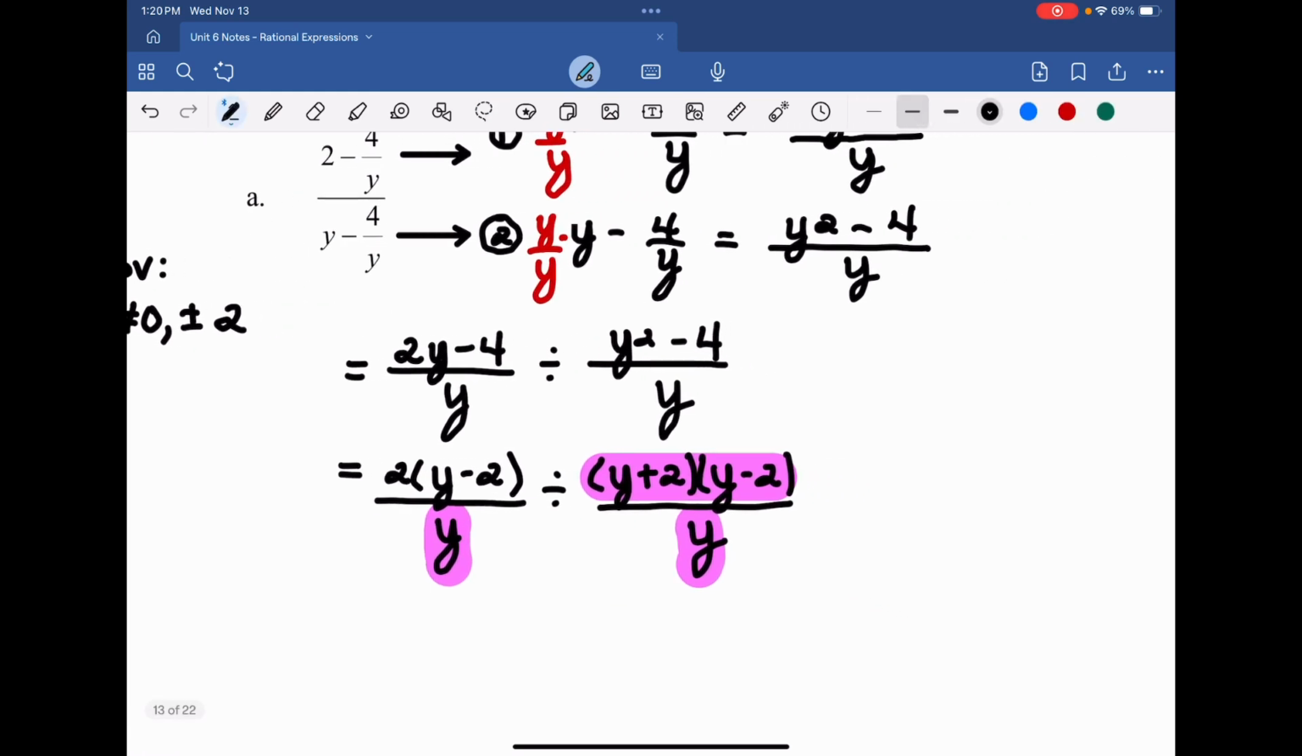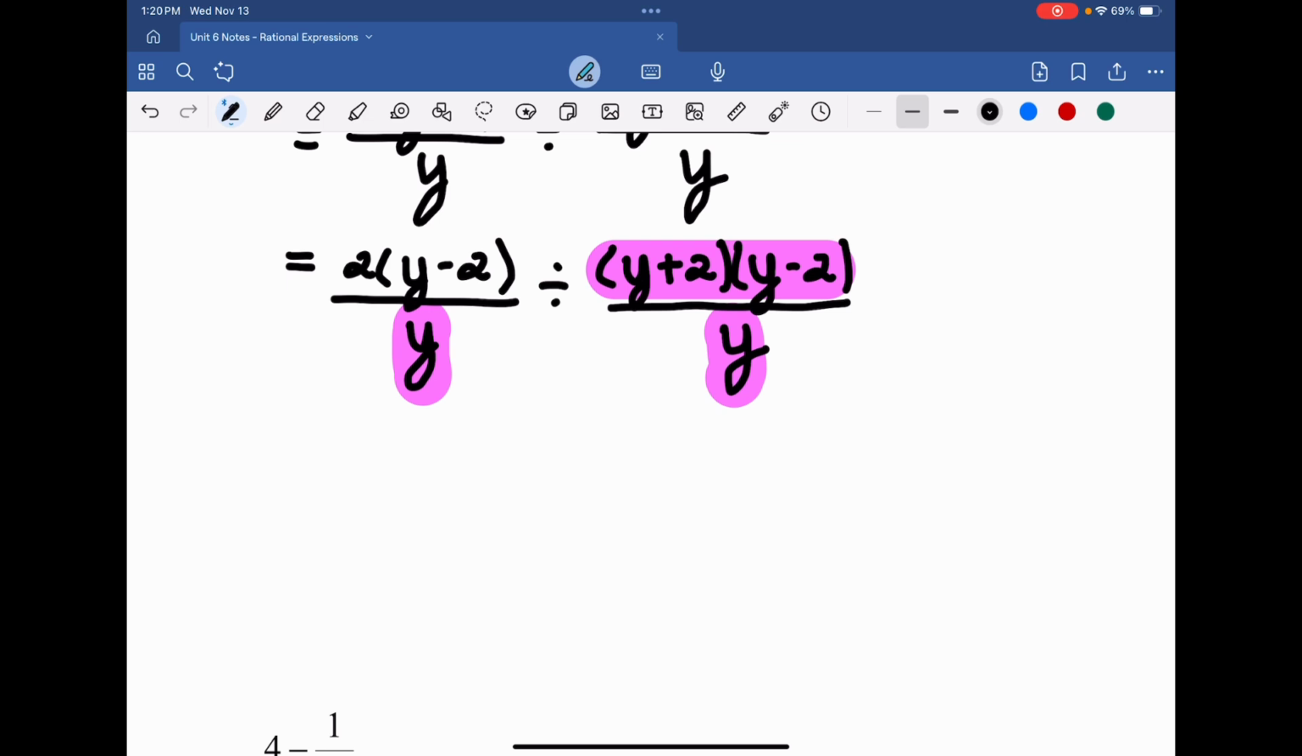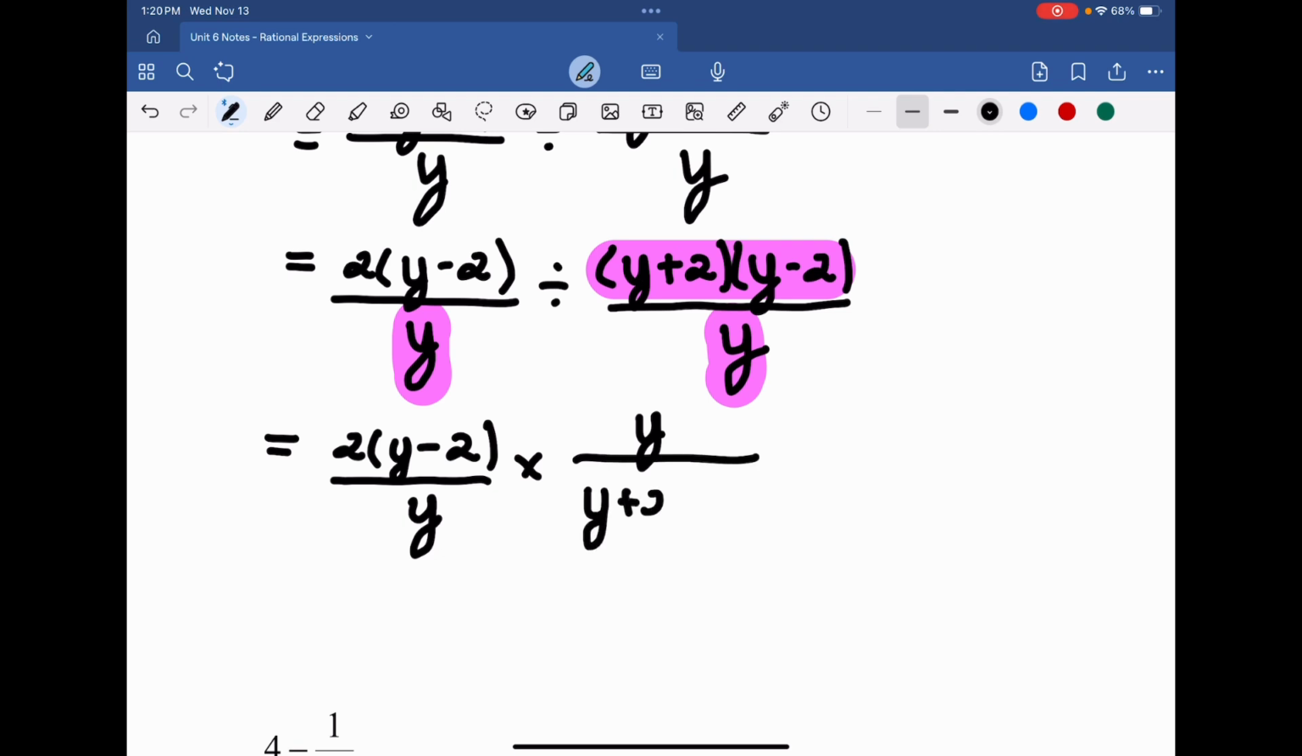Now what we can do is simplify this. And then I'm going to reflect upon this problem in a way that will get you thinking about this a little more critically. So we're going to write equals 2y minus 2 all over y. We're going to change this to multiplication and put the y in the numerator and the y plus 2 and y minus 2 in the denominator.